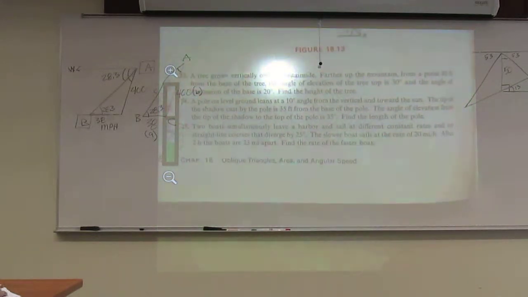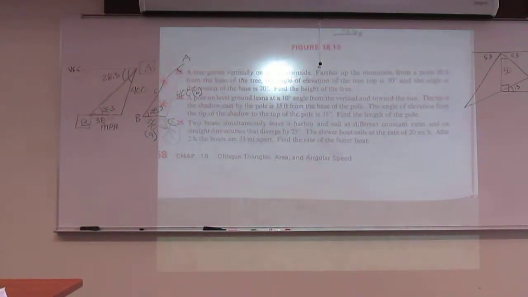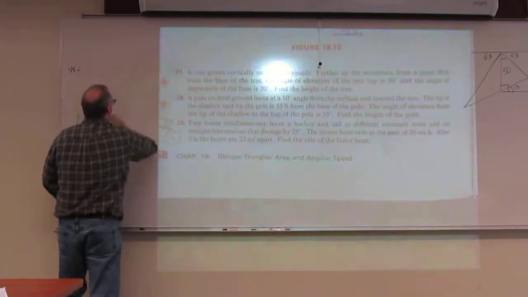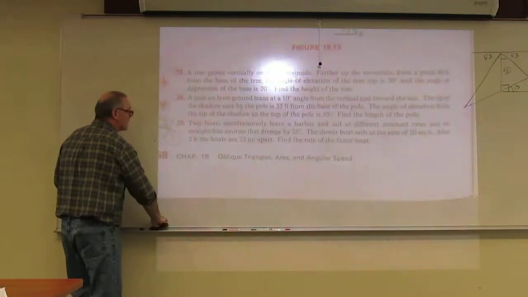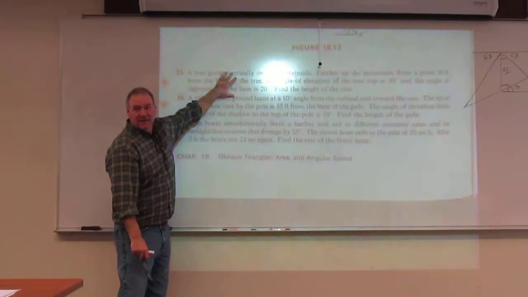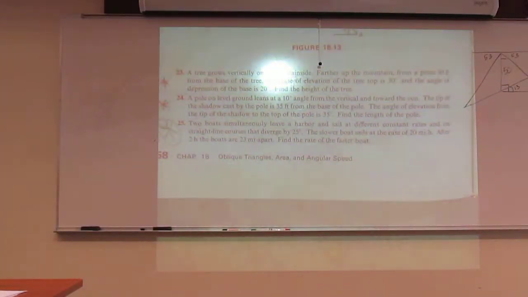Okay. So we are going to do problem 23 here out of this textbook. Let me just read it for you if you're in the back. A tree grows vertically. You have to pay attention to these small little details that are going to give you clues. A tree grows vertically on a mountainside. Further up the mountain, from a point 80 feet from the base of the tree, the angle of elevation to the tree top is 30. Angle of depression is 20 to the base. Find the height of the tree.